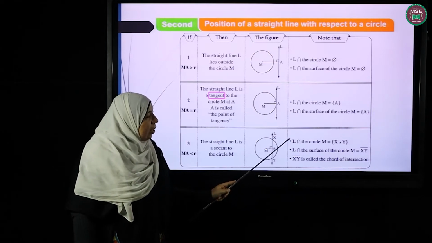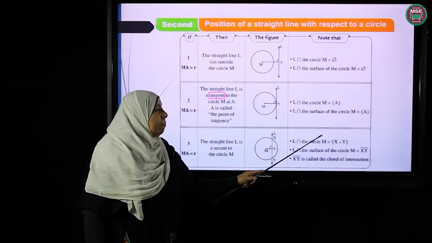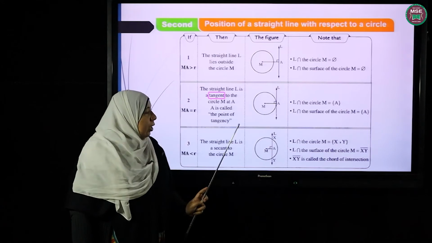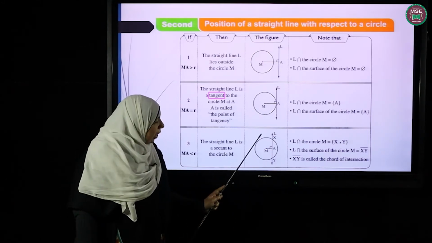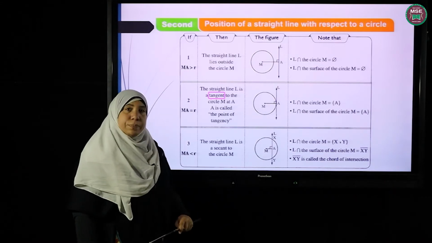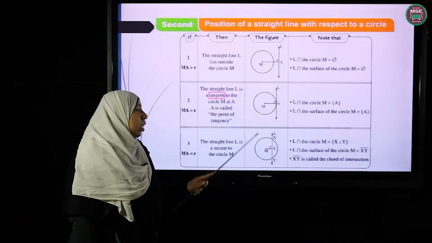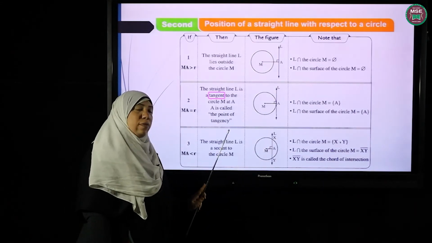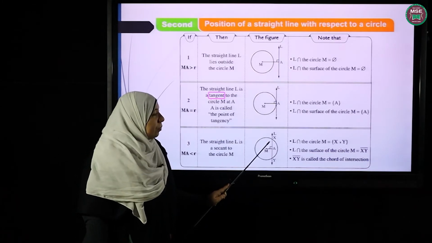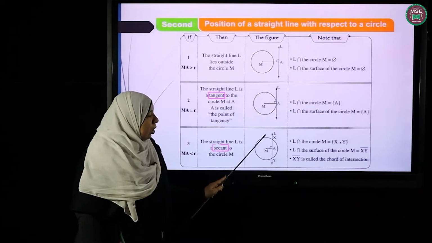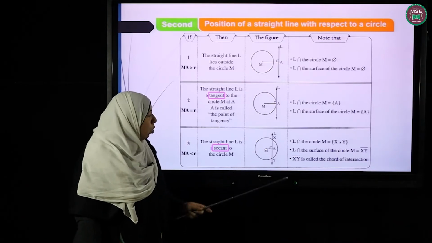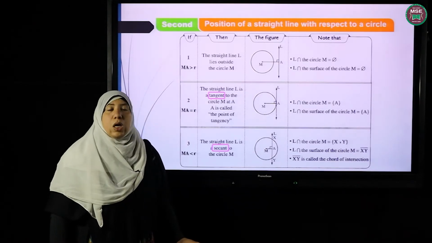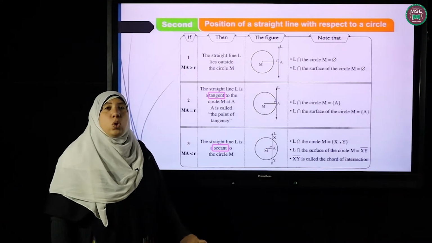Here I say that L intersects M equal X and Y. This line intersected the circle, the line of the circle, at the point X and the point Y. But this line intersected the surface of the circle at the line segment XY, this part, and this is called secant of the circle. This line is called secant.